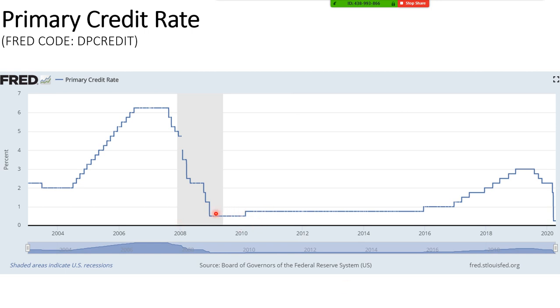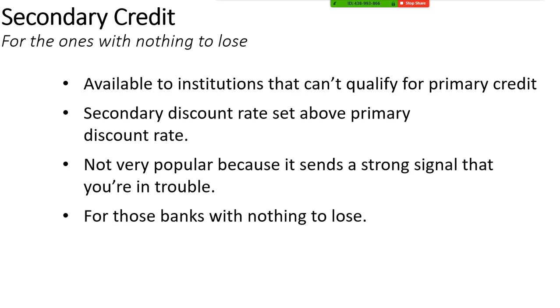Okay, let's take a look at secondary credit. While primary credit is for the best of the best, so to speak, secondary credit is a drastic change. It's for those with nothing to lose. Secondary credit is available to those institutions that can't qualify for primary credit. As a result, the secondary discount rate is set above the primary discount rate. And a bank's willingness to pay this rate to access loans is a serious signal that it's in trouble.